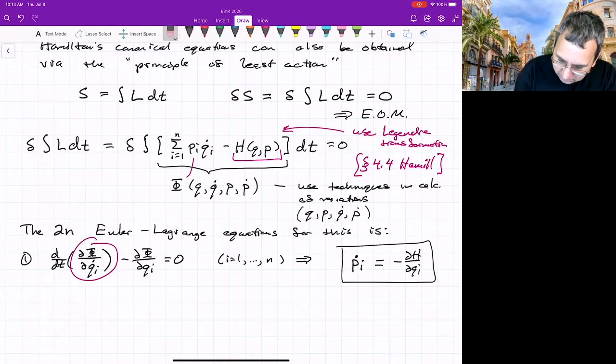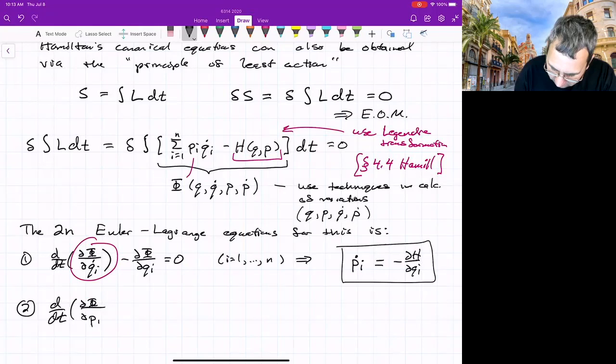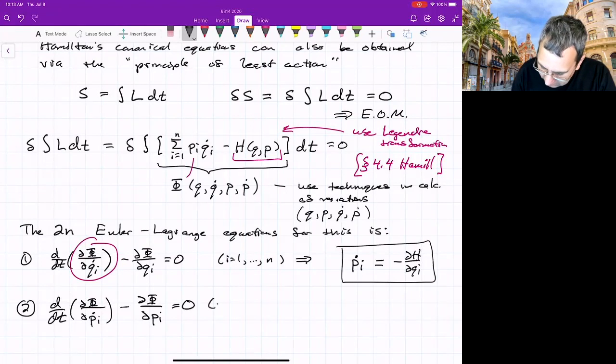All right, so what about the p's? We'd have d/dt of partial phi partial p_i dot, minus partial phi partial p_i. And there's no explicit dependence in this equation on p_i dot.